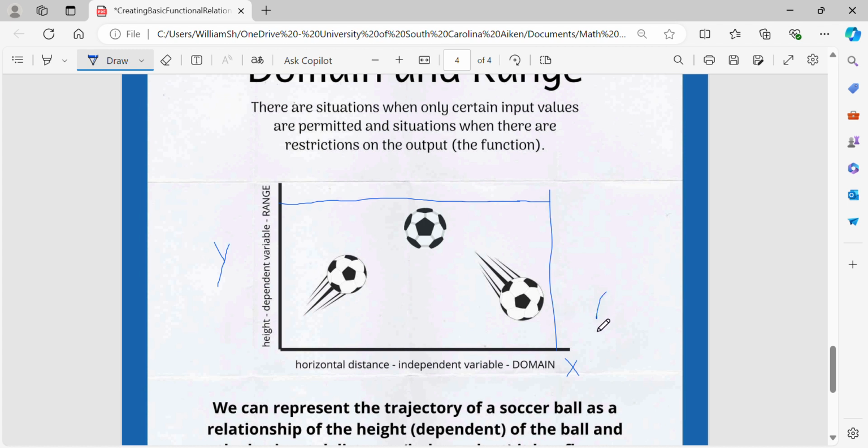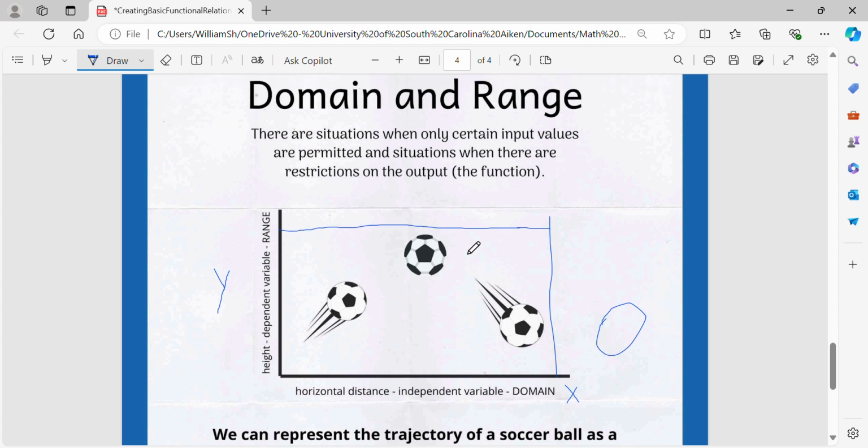And it's not a perfect box by any means. But if this is as far as the ball could be kicked by the best human there ever was, the ball can never exist outside of this box on the horizontal domain. And if this is as high as the best superhuman could ever kick the ball, then the ball will never exist above this vertical plane here, which is our range. So in many functional situations, there are limits on the domain and limits on the range.